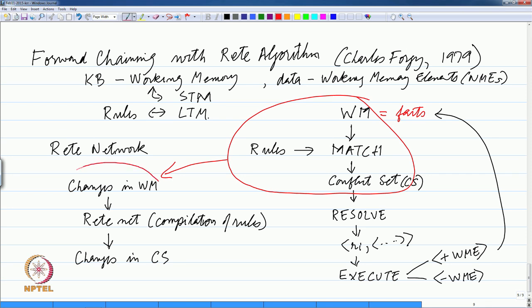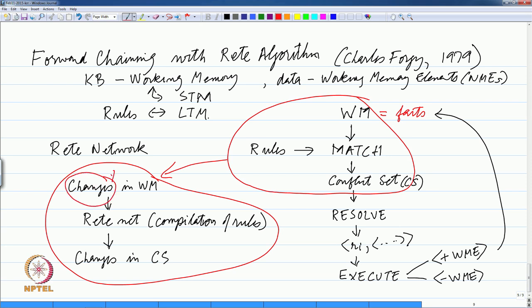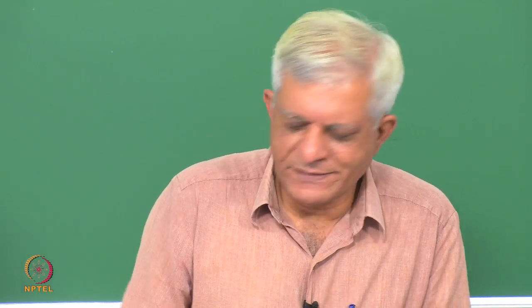So, this is a change that we are making here, that we will only look at changes. Either a new working memory element is being added or an old working memory element is being deleted, and we essentially want to look at the effect of these changes on the conflict set. So, it takes as input changes to working memory and the output is changes to the conflict set essentially. So, let us start by looking at the Rete network today, and in the next class we will see an example which will make things a little bit clearer essentially.